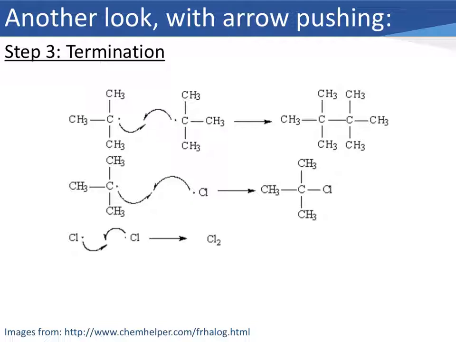In terms of termination, this one does give a side product. If two of the alkyl radicals combine, we will get a side product. If the alkyl radical bumps into a chlorine radical, we will get one of the main products, or if two chlorine radicals bump into each other, we get chlorine. Again, if there is still UV light present, then that will be used up.